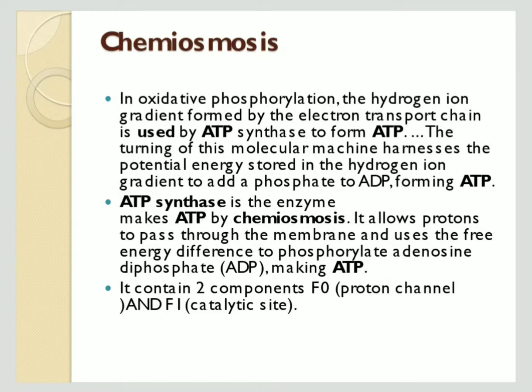The process we call chemiosmosis. Chemiosmosis uses the potential energy stored in the hydrogen ion gradient to add the phosphate to the ADP and form ATP. So it allows the protons to pass through the membrane and uses the free energy difference to phosphorylate adenosine diphosphate, making the ATP. So these components are important.